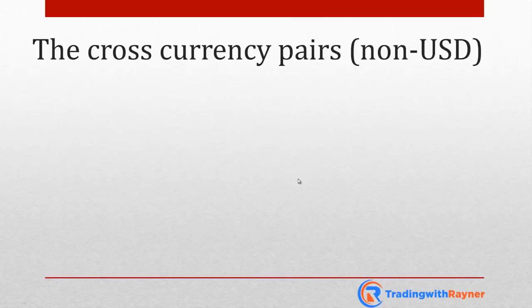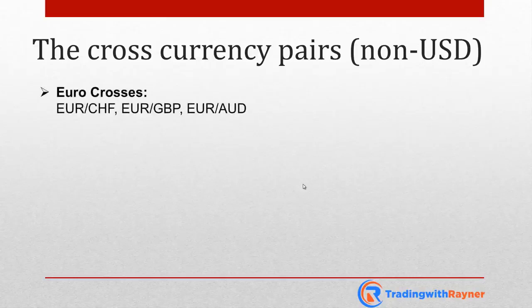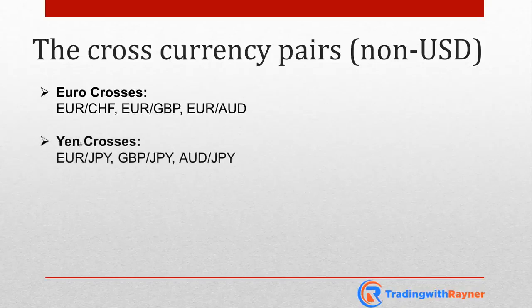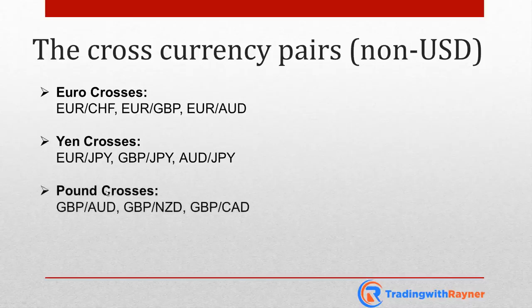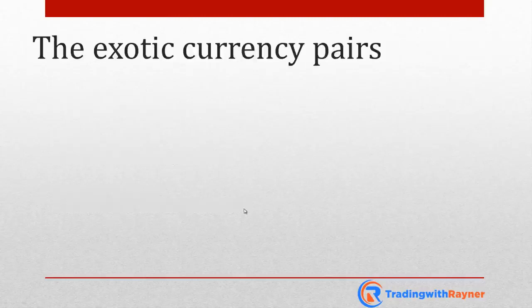So now let's talk about the cross-currency pairs. Cross-currency pairs are currency pairs that don't have a USD element to it. For example, Euro crosses means that the currency pair has a Euro element to it: Euro Swiss franc, Euro Pound, Euro Aussie. The Yen crosses: Euro Yen, Pound Yen, Aussie Yen. Pound crosses means that the pair has a Pound element to it: Pound Aussie, Pound New Zealand, and Pound Canadian.